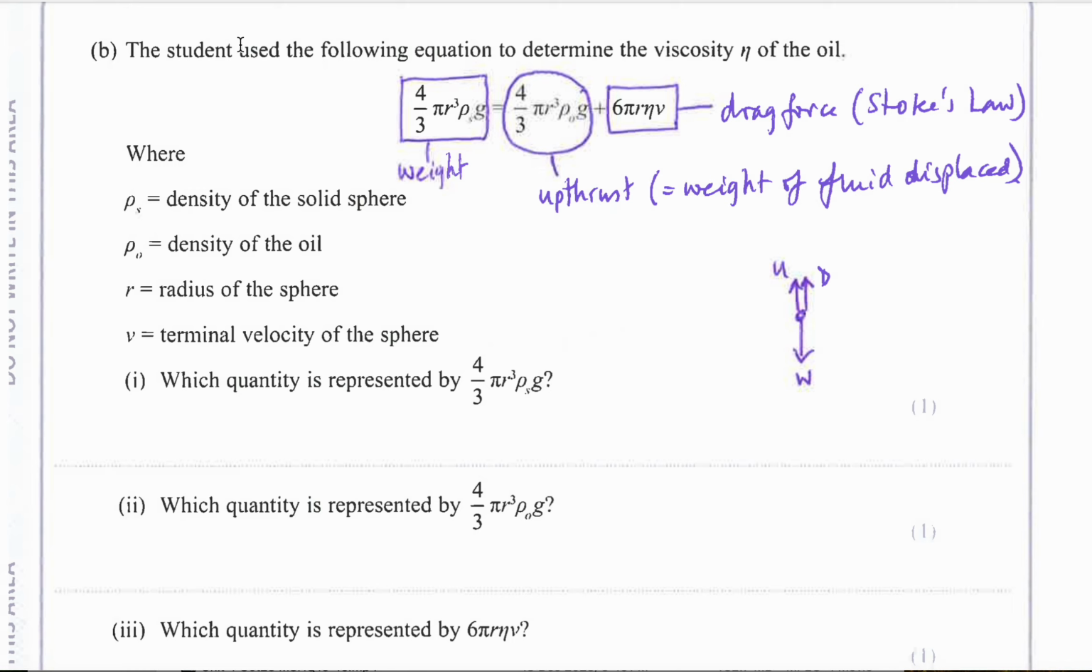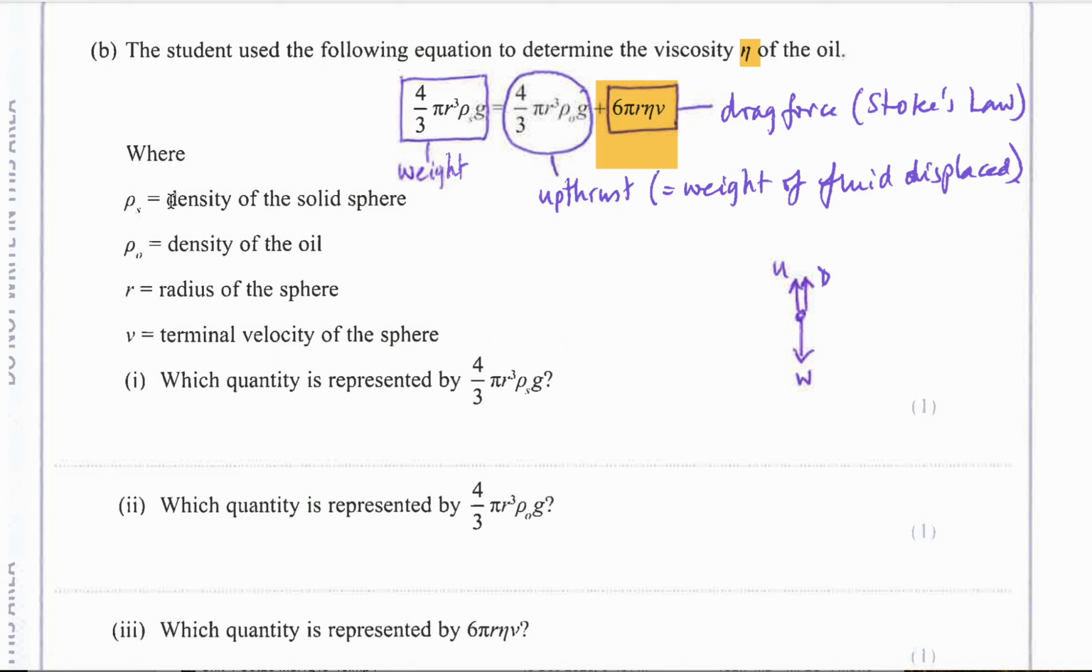Okay, part B, the student used the following equation to determine the viscosity eta. So that's the Greek letter eta. Looks like an N, but it's curly. Yeah, it's a longer bit on the second part. So it's telling you that the weight must be equal to the upthrust plus the drag force. So the weight of the sphere must be equal to the upthrust, which is equal to the weight of fluid displaced, plus the drag force, which is due to Stokes' law. So this is the drag force due to Stokes' law. So that's just a force diagram. I think it helps to draw it.